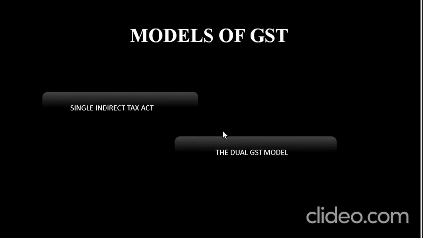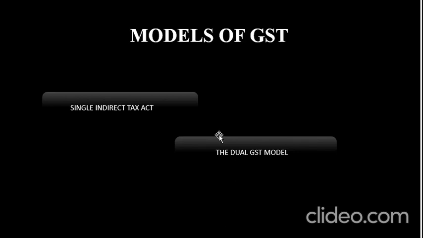GST will be applicable in Jammu and Kashmir only after the state assembly passes a special law accepting the use of GST in Jammu and Kashmir. Only then will GST be implemented there. This is because the Centre's law will not be applicable in Jammu and Kashmir unless the state government gives its consent, according to the special status of Jammu and Kashmir under Article 370.